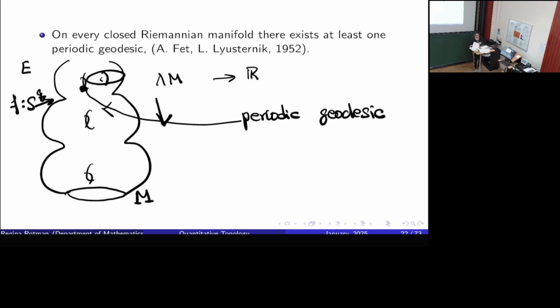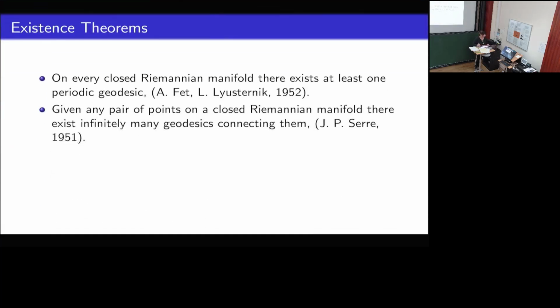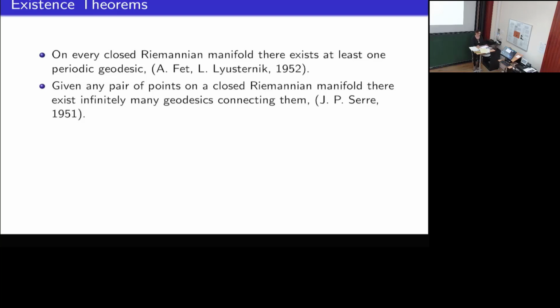Okay, so I'm going to now mention some other existence theorems. Another existence theorem, and hopefully we get to discuss many of the theorems that I will mention today, is a theorem of Serre: given a pair of points on a closed Riemannian manifold, there exist infinitely many geodesics connecting them. In particular, if you make P and Q the same, this is going to be a theorem about the existence of infinitely many geodesic loops at a given point.